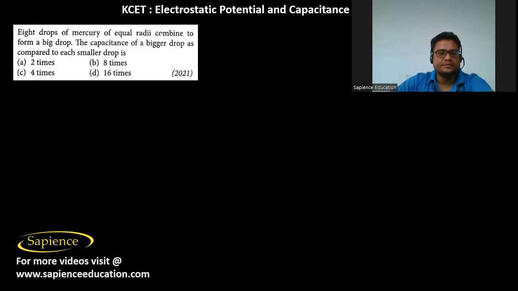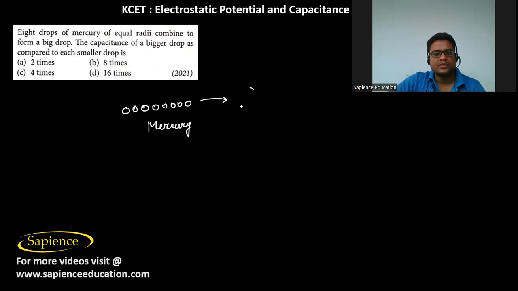Then here it has been told that 8 drops of mercury of equal radius combine to form a bigger drop. The capacitance of a bigger drop as compared to each small drop is. So let's say the capacitance of each small drop is C and the capacitance of the larger drop is C1, suppose. So its radius will be capital R, and the radius of each small drop is say r. Here it is told 8 drops have equal radius.